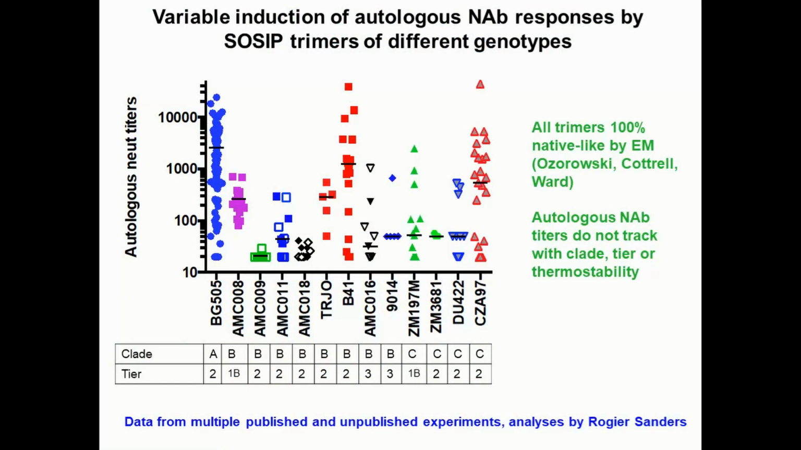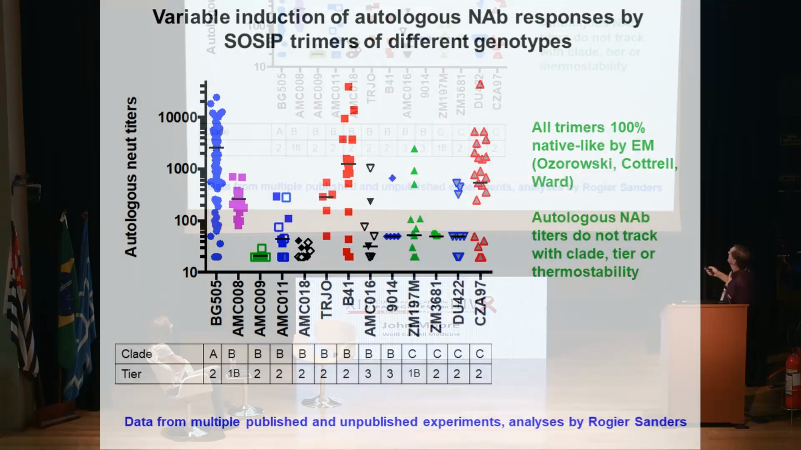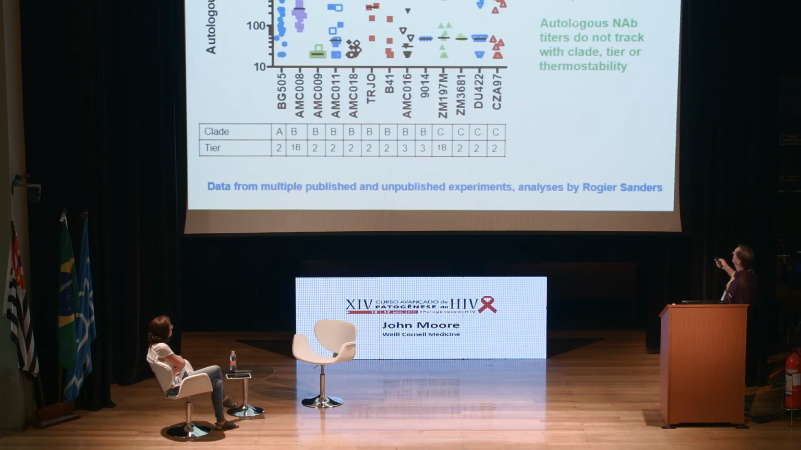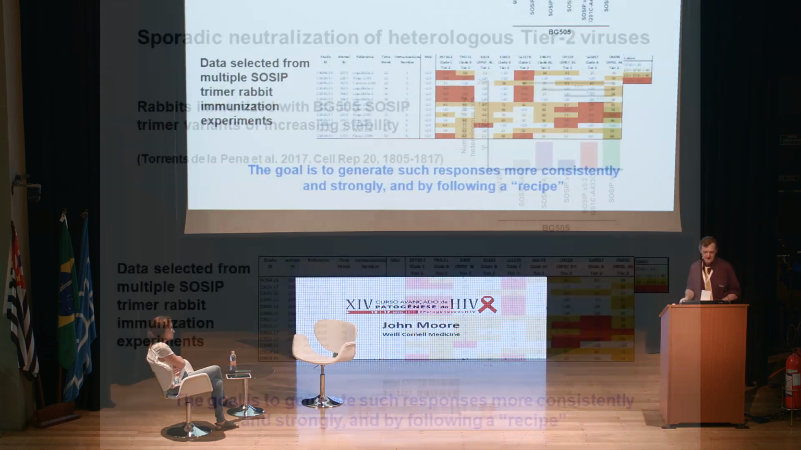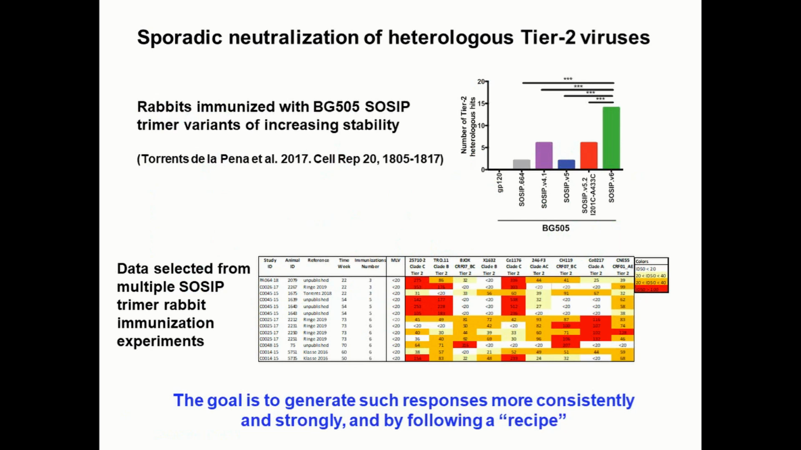That is the same thing on a larger scale. This is multiple different SOSIP trimers. Some induce very strong and consistent autologous responses, and some are as immunogenic as a brick, and we don't want bricks. And there's just nothing in vitro that we can measure that will determine what that outcome is going to be. We sometimes do see neutralization of tier 2 viruses. It's not particularly strong, but it's not zero. But we don't have a recipe.